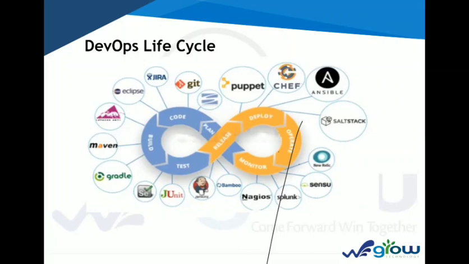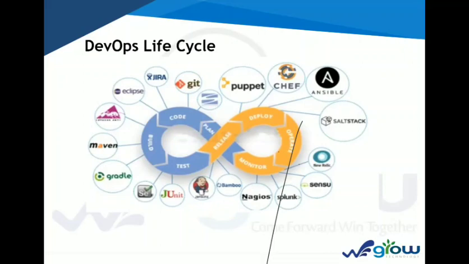Having said all these things, it's a kind of an infinite loop. That's why you are seeing this picture as an infinite loop. So again the plan happens, again based upon the requirement the code happens, again the build happens, again the test happens. These are the major tools involved in the DevOps lifecycle. Puppet, Chef, Ansible, and SaltStack are deployment tools, wherein for test, JUnit and Selenium can be used. And for the release purpose, mostly at the enterprise level, they use Jenkins or else Bamboo.